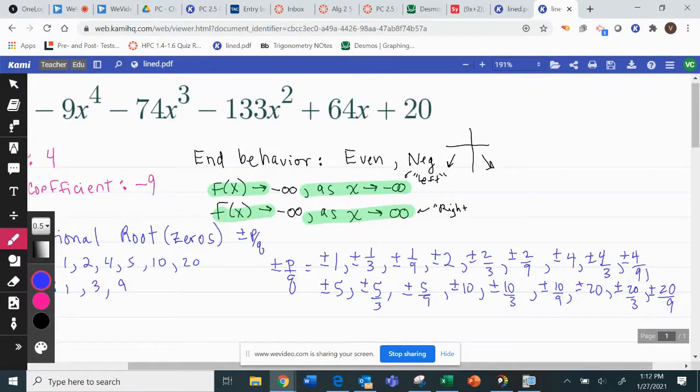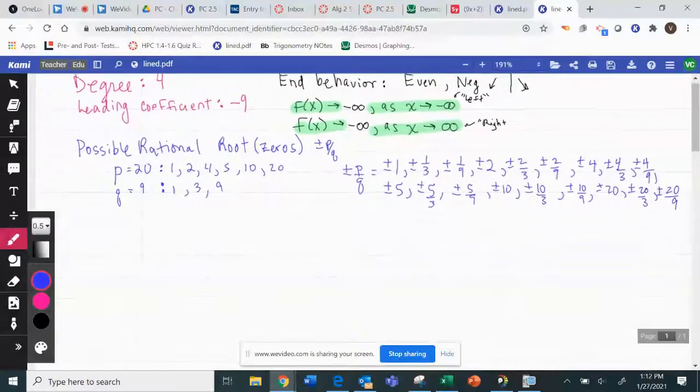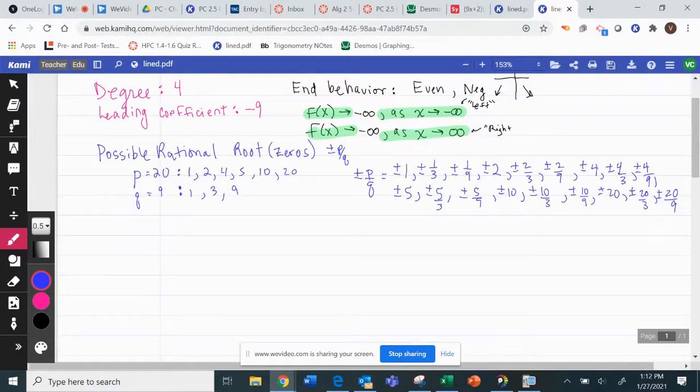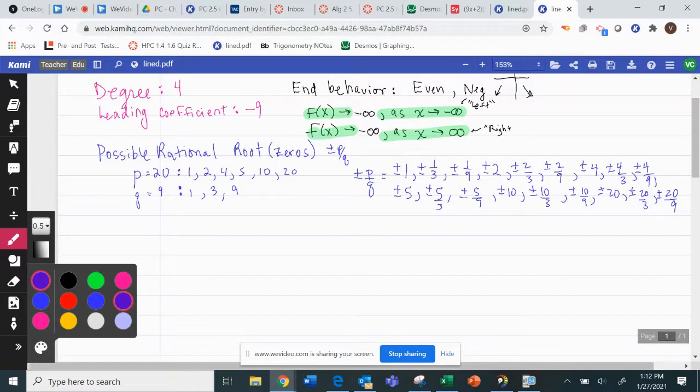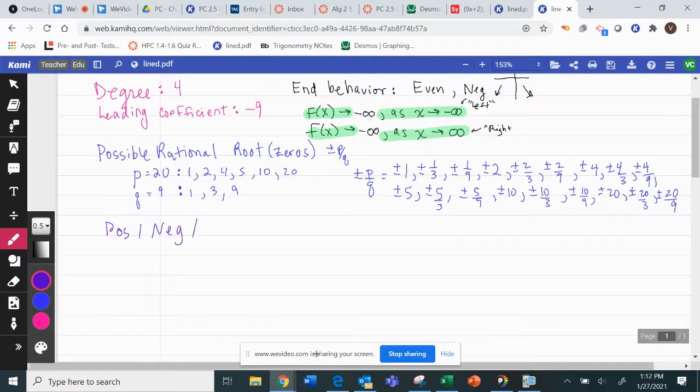Okay, so those are all the possible rational solutions. If it is rational, if it can be written as a fraction, those are the answers. So it's quite a few, but it's less than infinite answers. The next thing that we learned was positive, negative, and imaginary.